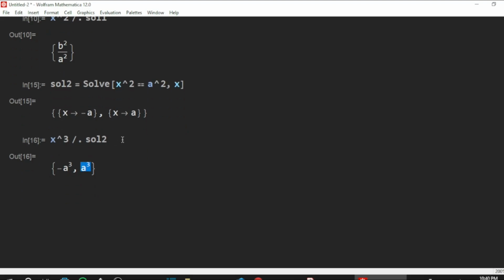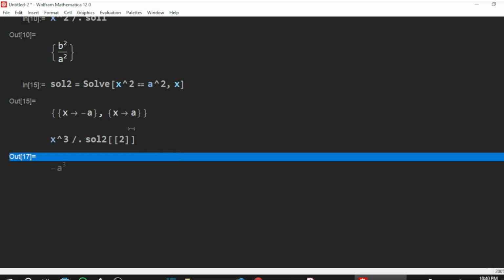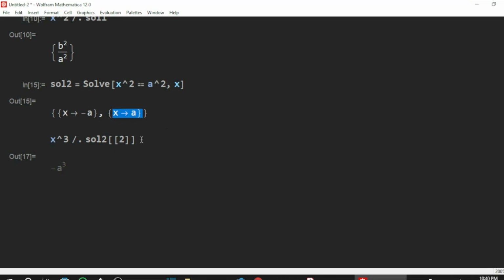I can put these values one by one into this expression. For example, if I add double brackets and I put 1, that means I'm telling Mathematica to use the first value of x. So now if I run this, it will give me one value. You see, it gives me only minus a cubed. And if I put 2, then I'm telling Mathematica to use the second value of x. So now if I run this, it gives me a cubed. It replaces this value at this position.